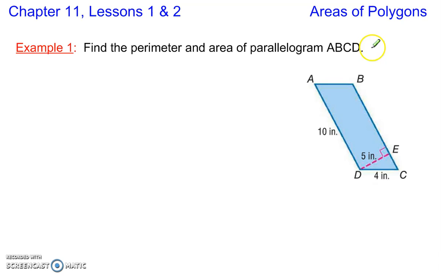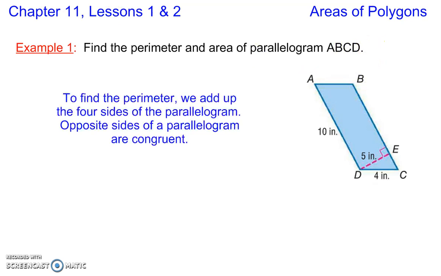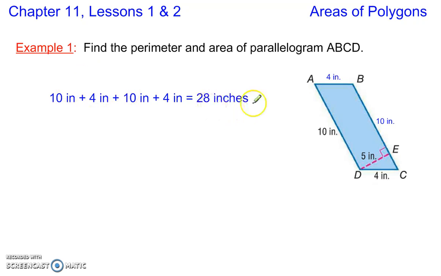Find the perimeter and area of a parallelogram. Remember, for the perimeter, we just add up the sides. And in a parallelogram, the corresponding sides are congruent. So this is also 10 over here, like this one. And this is 4 and 4. So add those up, and that gives us the perimeter of 28 inches.